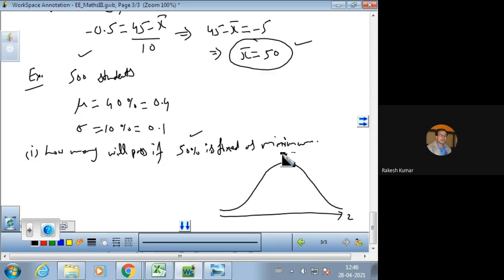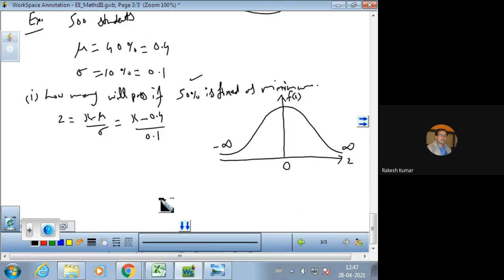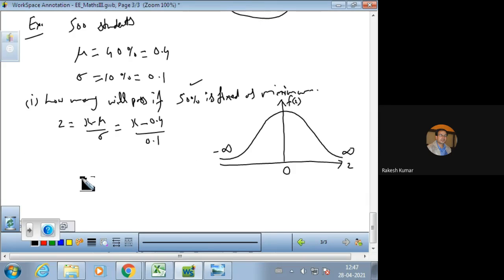So let us plot the normal curve. This is the mean position. This is plus infinity. This is minus infinity. This is z equal to 0. And we can calculate a standard normal variate, x minus mu over sigma. So x minus 0.4 over 0.1. Now in this case we have to calculate the number of students. If 50% minimum passing marks are fixed, how many students will pass? This is what we need to calculate.